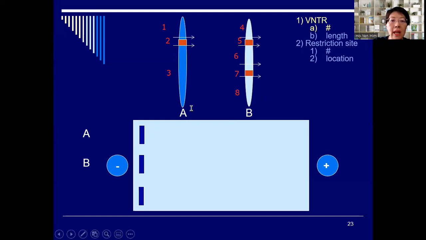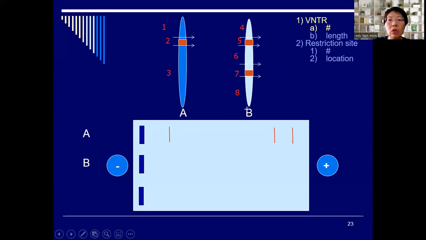For DNA from individual A, you can see that there are 3 fragments, so they will separate into 3 bands. Number 2 is the shortest, so it moves the furthest away. Number 1 is second shortest, so it will be here. Number 3 is the longest, so it moves very slowly and is here. So there are 3 bands in the gel.